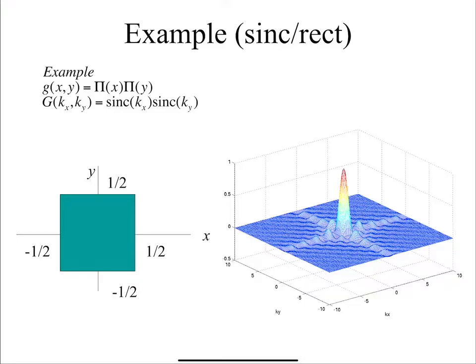So this is an example. This is my rect of x times rect of y. This will come up a lot. We'll use this a lot because we use this basically to represent how much k-space we're going to acquire. Okay, and it turns out the Fourier transform of it is just sinc of kx times sinc of ky, which is this nice looking function here. Okay.